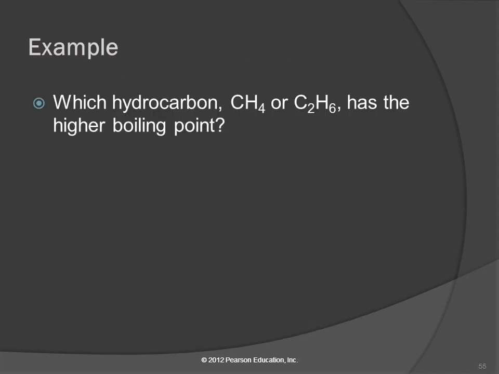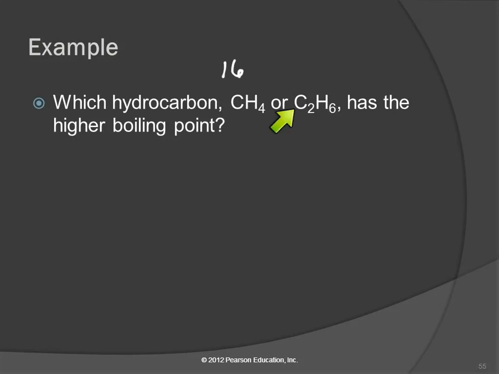So let's look at these two, CH4 and C2H6. Which one do we expect to have the higher boiling point? Let's first notice that these compounds are similar. They both have just carbon and hydrogen. What's different about them? Are their molar masses going to be different? Yeah, because CH4, carbon's 12, hydrogen's 4, so that one's about 16. So that has a molar mass of about 16.